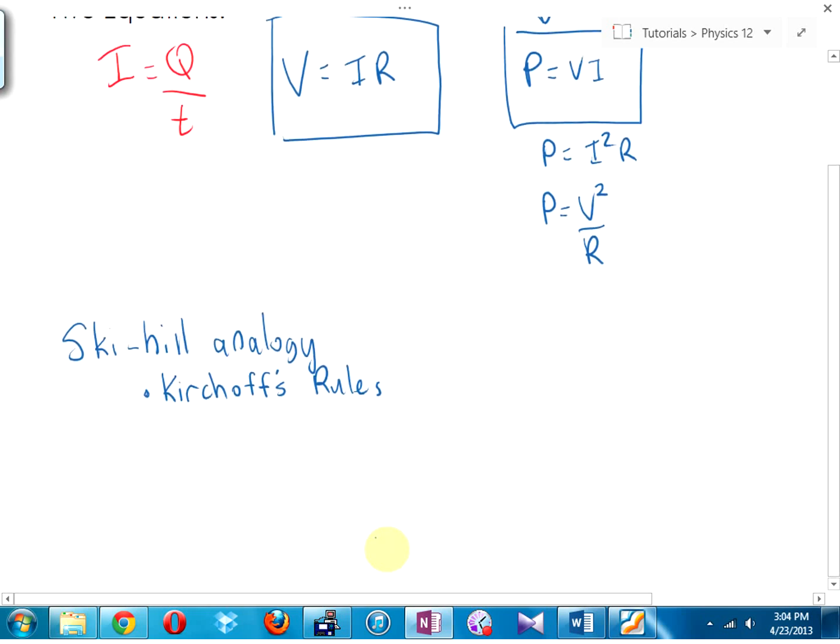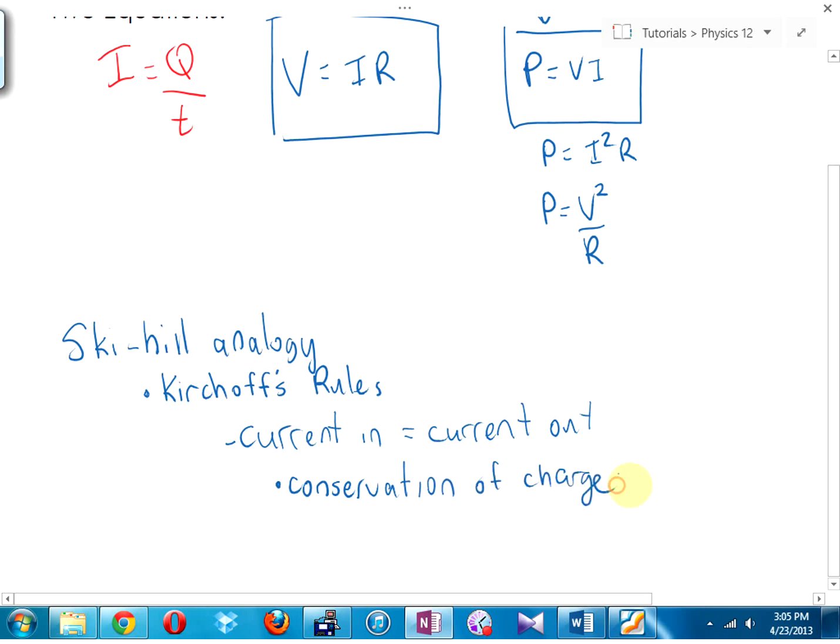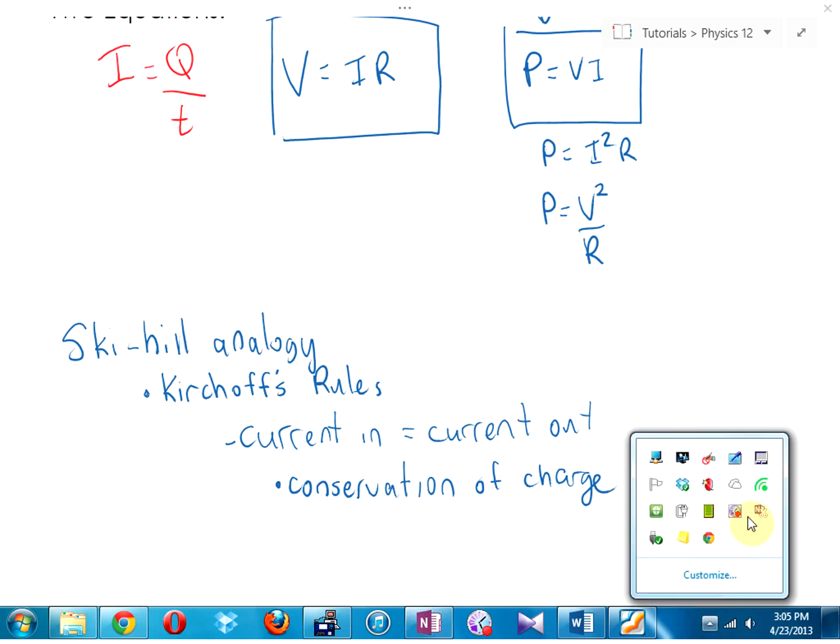What were the two Kirchhoff rules? Current in equals current out, and this was technically a conservation of charge. Conservation. It's saying those positive charges that, as far as I'm concerned, are moving, don't vanish. They got to go somewhere. Okay? And we also have a second one.